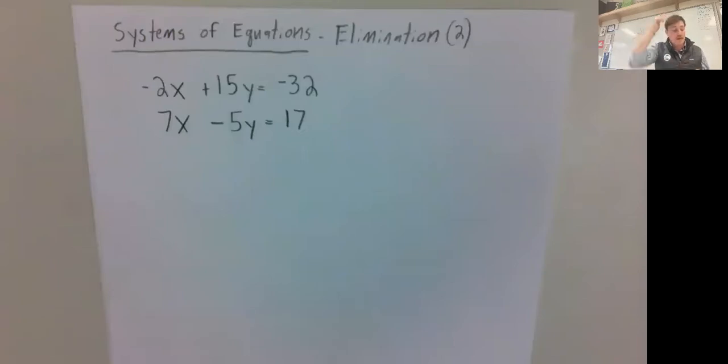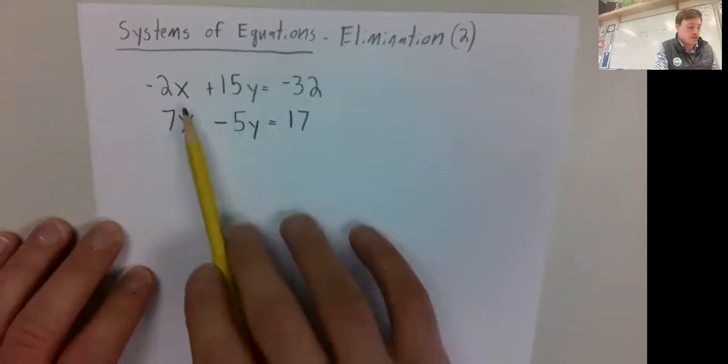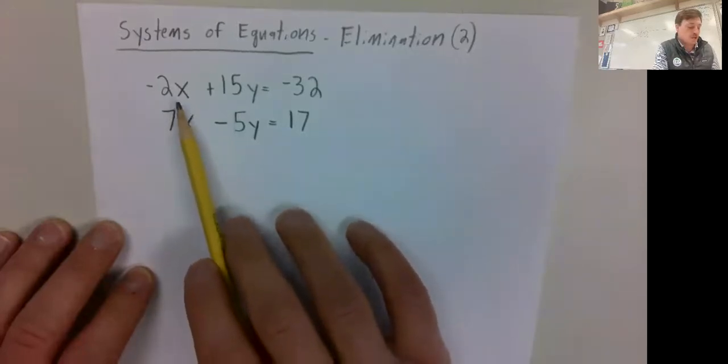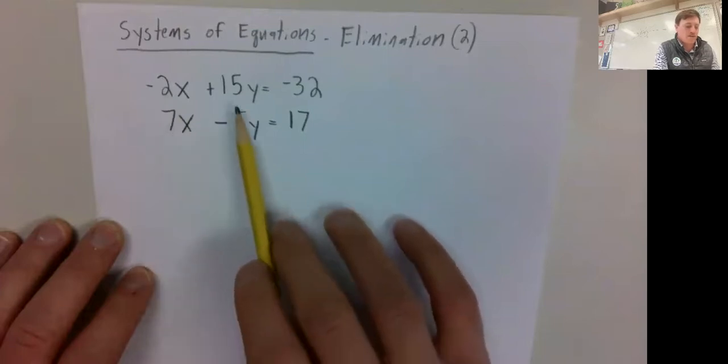So when we see these problems where we don't have matching coefficients, we need to stop and manipulate our equation so that we get matching coefficients. That's the name of the game, matching coefficients. So what can I do here to make sure that there are matching coefficients? I'm going to use multiplication here. The 2 and the 7 don't match up very nicely because there's no number I can multiply 2 by to get to 7. But what about the 5 and the 15?